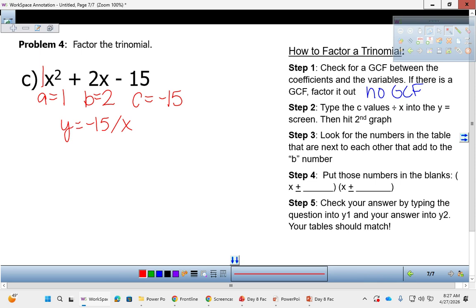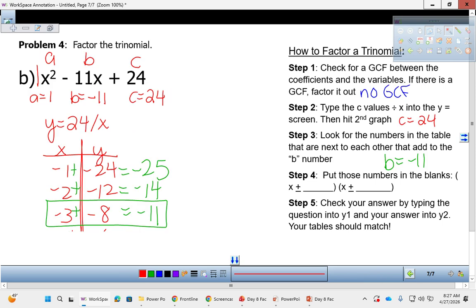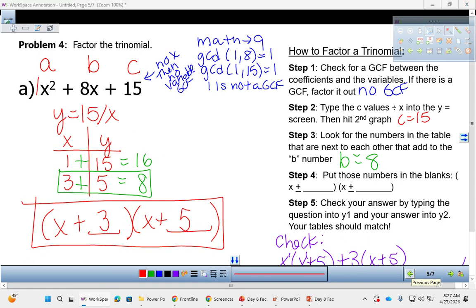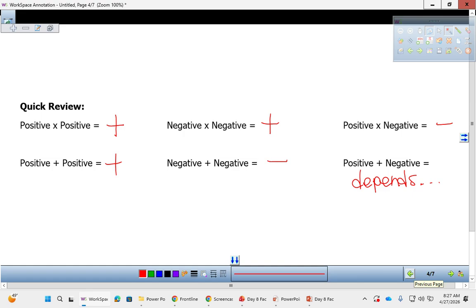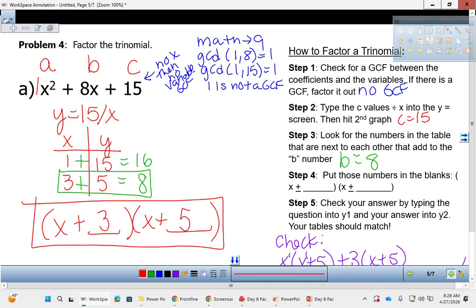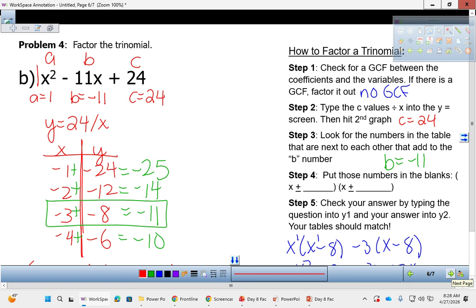Look for numbers in the table that are next to each other that add to B. Well, let's think about something. Let's go back to our number sense. My pair of numbers need to multiply to negative 15. If they're going to multiply to negative 15, what immediately is true about my two numbers? They got to be different. One's positive, one's negative. So I'm not necessarily going to the negatives in the calculator or the positives. I've got to look at both. Okay, so keep that in mind. If I needed to multiply to a negative, I'm going to have to look at both in my calculator.